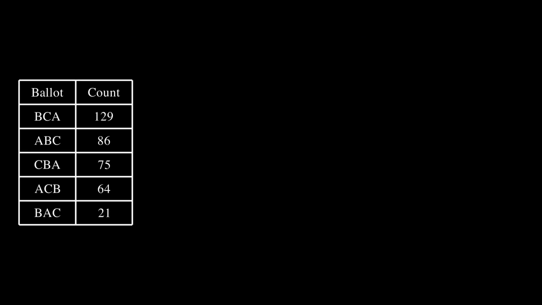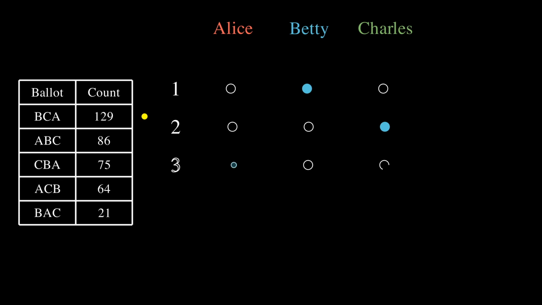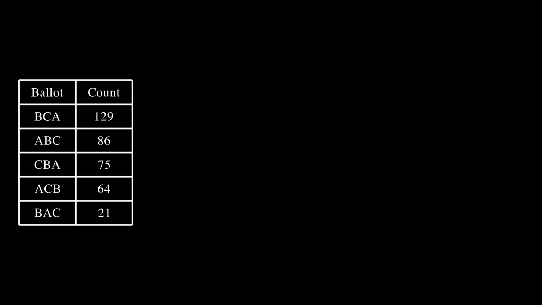In our election, all of the ballots come in and we end up with this table. This row means that 129 voters ranked Betty first, Charles second, and Alice third. This row means 86 voters ranked Alice first, Betty second, and Charles third. Just from looking at this table, we can quickly see how it might be tricky to pick a winner.